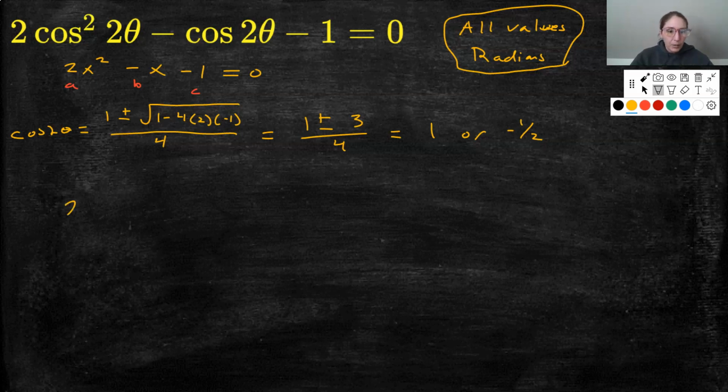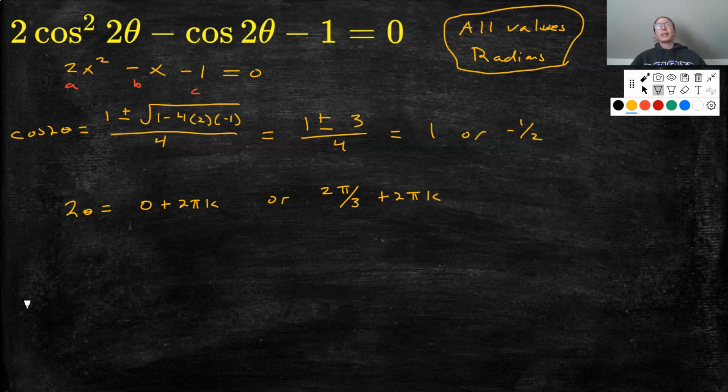Okay? So 2 theta then equals, where does cosine equal 1? Only at one value. It's 0. Oh, and then, excuse me, I forgot we're doing an all value situation. Plus 2 pi k, okay? Or, and we're done with 1 because cosine only equals 1 at one value, it's 0. Or negative 1 half. So that would be 2 pi over 3 plus 2 pi k.